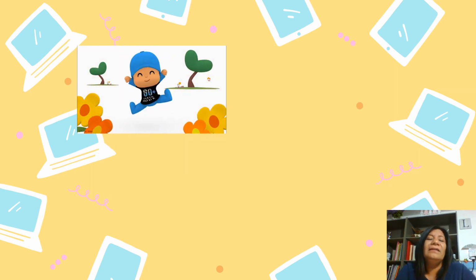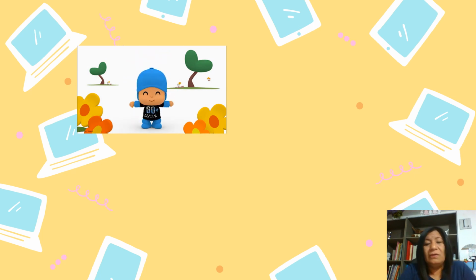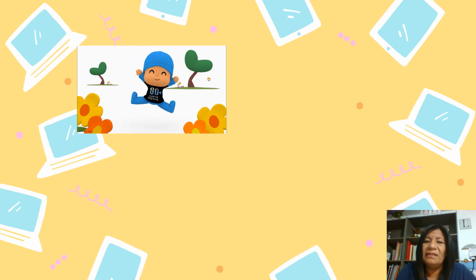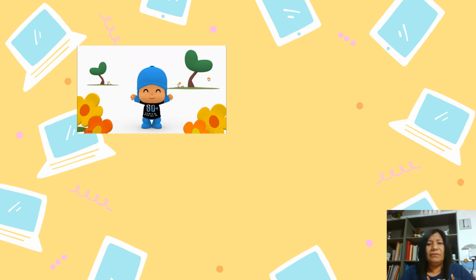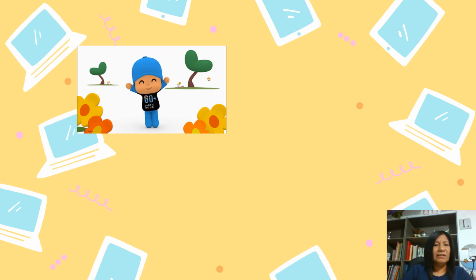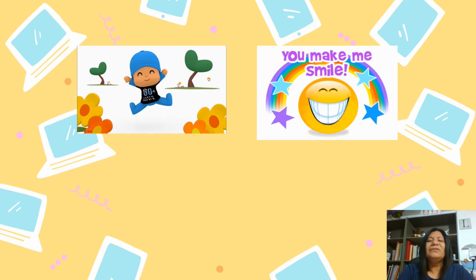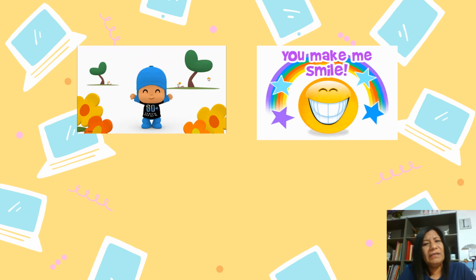Look at this. Someone is happy. Or is sad? What do you think? Well, yes, he's happy. I think he's very happy. I think I am happy. Okay, look at the next one. You make me smile. That's why I am happy, okay? So what happens if we join these sentences together?